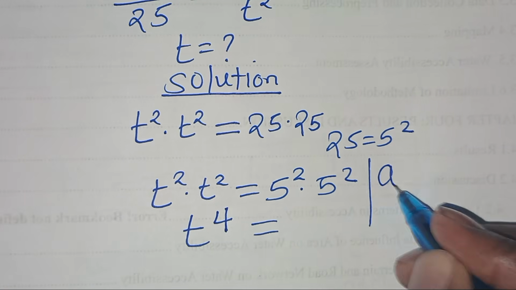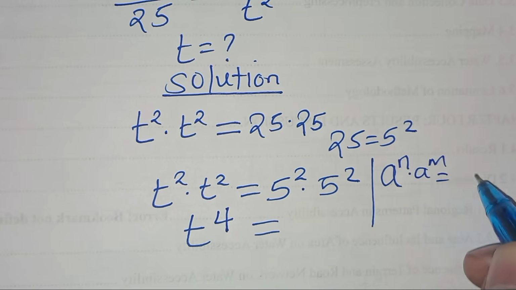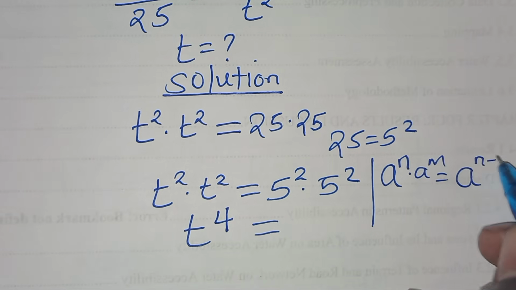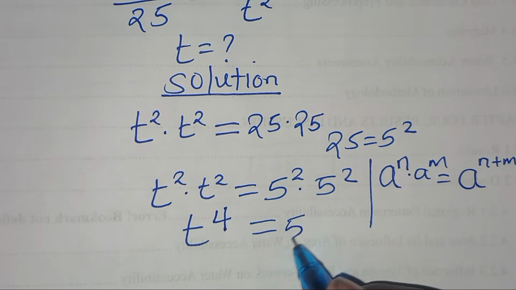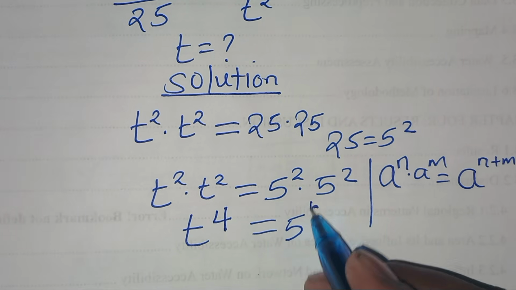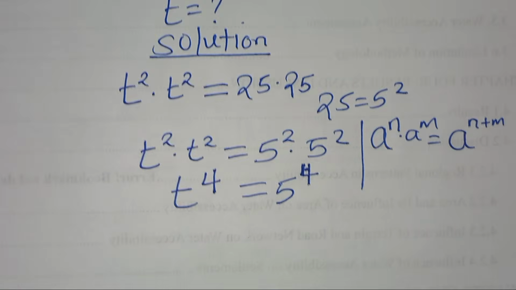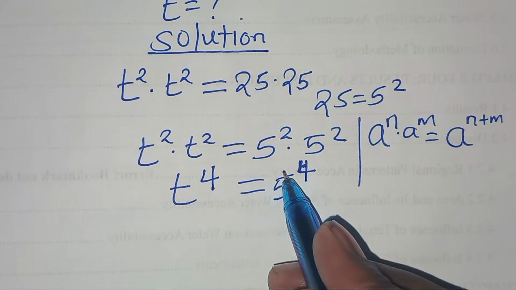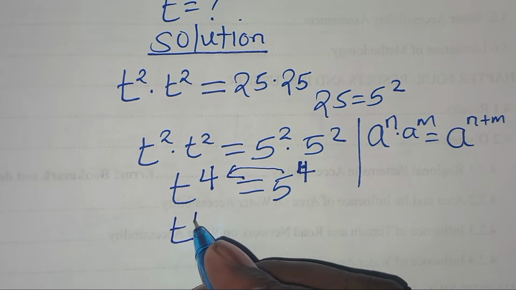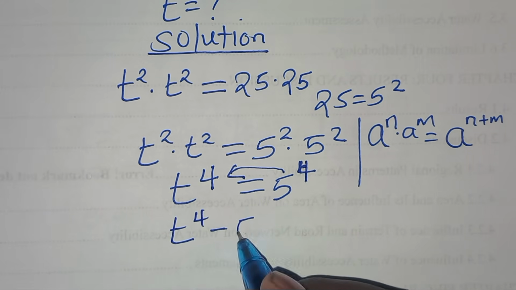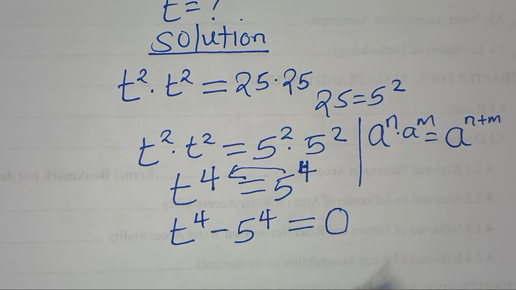This is in the form of a to the power n times a to the power m, which you can express as a to the power n plus m. We are applying this property so that this is 5 to the power 2 plus 2, and this is equal to 4. So let's take 5 to the power 4 on the left hand side. So this is t to the power 4, subtract 5 to the power 4, and this is equal to 0.